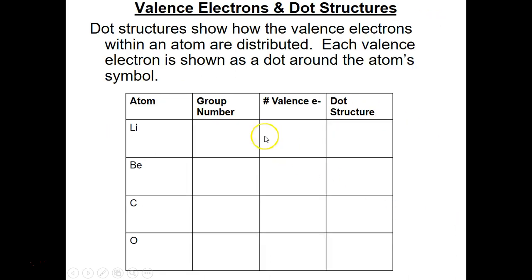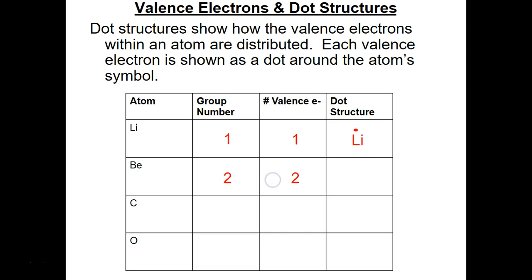All right, so valence electrons and dot structures. Dot structures just show how the valence electrons are distributed, right? So to do a dot structure, all we do is put the valence electrons around an atom symbol to show how many it's got and where they are. So let's first look at lithium. Lithium is in group 1. That means it has 1 valence electron. And so its dot structure is a symbol of lithium with a dot.